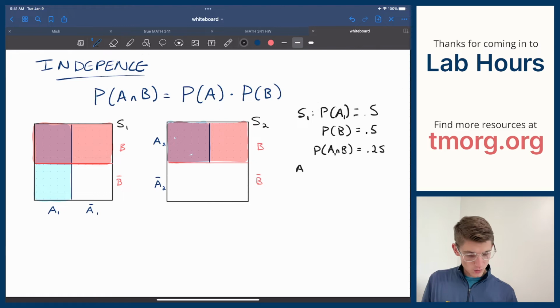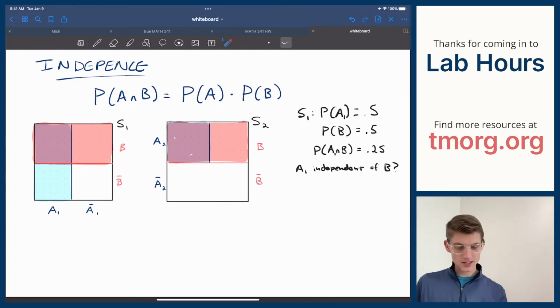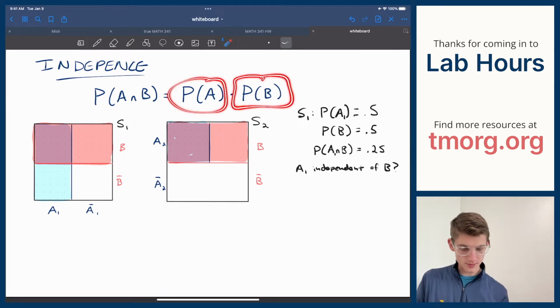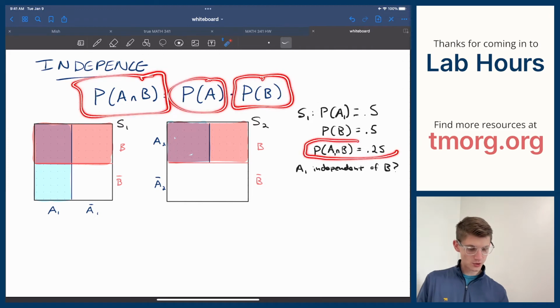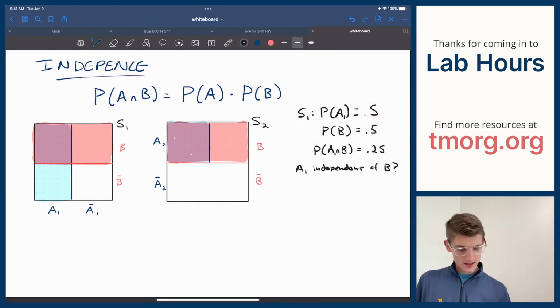So is A1 independent of B? Hopefully you can see that the answer is yes. Our equation is: if the probability of A times the probability of B is equal to the probability of A intersect B, which is true here, 1/2 times 1/2 is equal to 1/4, then A1, yes, is independent of B. Great stuff. You've seen the math.